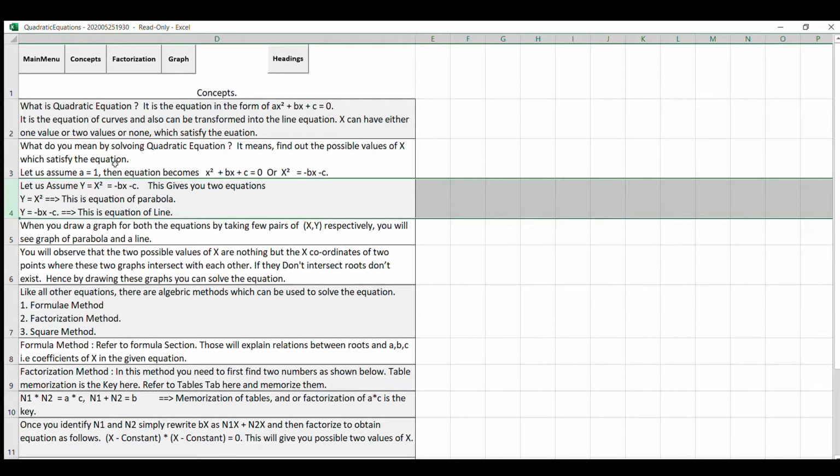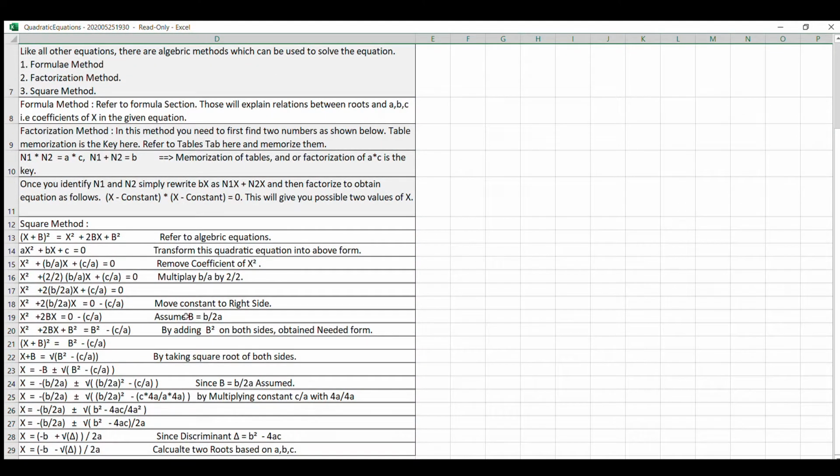Okay, now let's get back to the second concept. Now there are algebraic methods. Let's talk about the factorization method. If you look at line number 9 and line number 10, factorization method. In this method, what you need to do is find out two numbers.